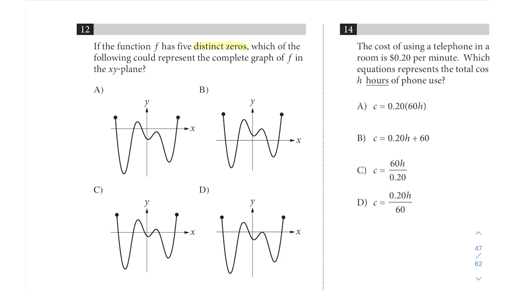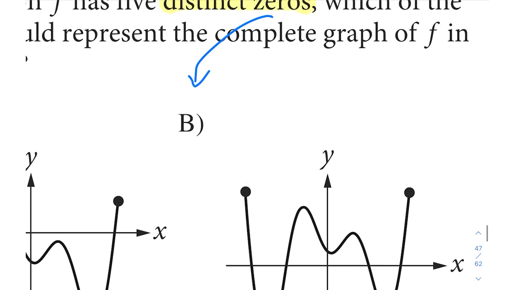If the function f has 5 distinct zeros, which of the following could represent the complete graph of f in the xy plane? And this is really a vocab question, but when they talk about zeros of a function, zeros can be written in a lot of different ways here.